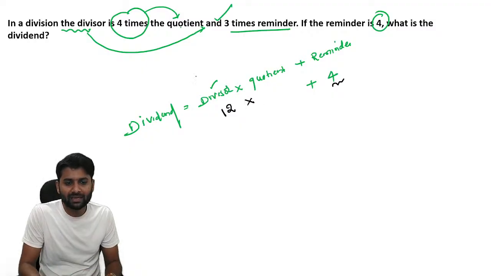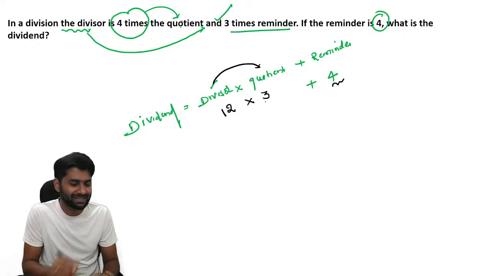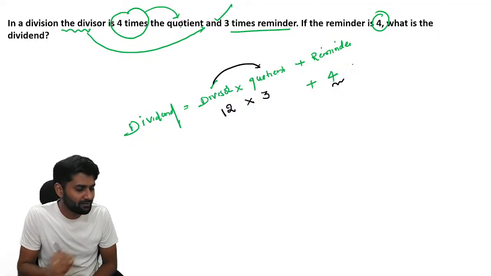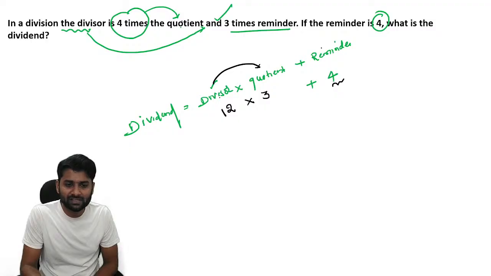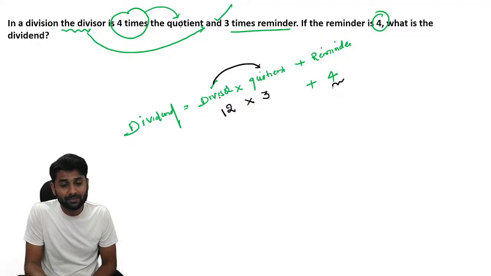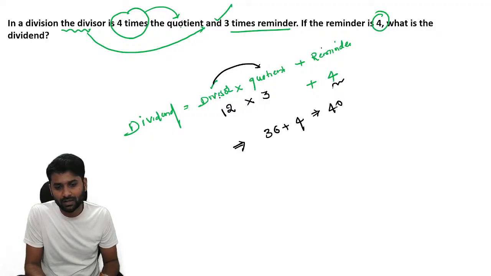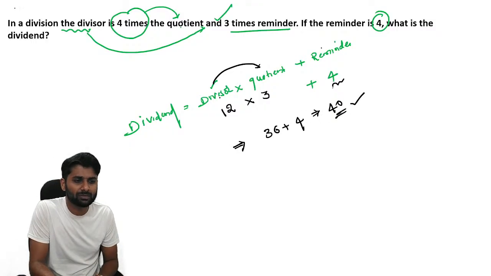Now we have the other information: divisor is 4 times the quotient. If the divisor is 4 times the quotient, the quotient is 3. Check once again. The remainder is 4, the value is already given. Here the divisor is 3 times 4, which is 12. And the divisor is 4 times the quotient, so 12 divided by 4 becomes 3. Now what about the final dividend? 12 times 3 is 36, plus 4 is equal to 40. Is it clear? This is all about model number 1.